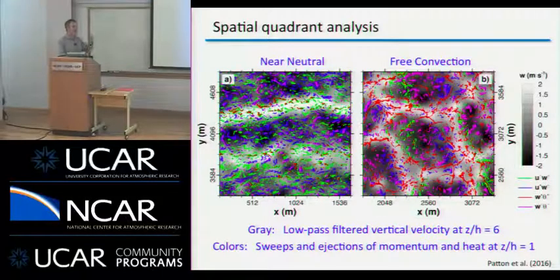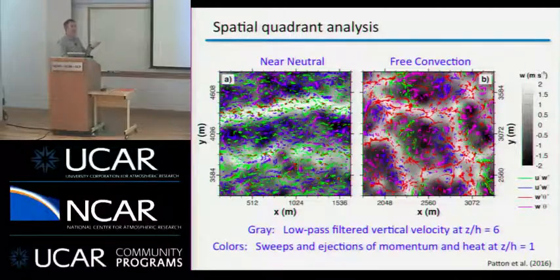So when vertical velocity is upward and streamwise momentum is down, or is negative, these are U minus and W plus, and W minus, when they're plus or minus their mean value, and this is from a spatial mean. So what you can see is that in the near neutral case, the reds and the greens tend to occur together.